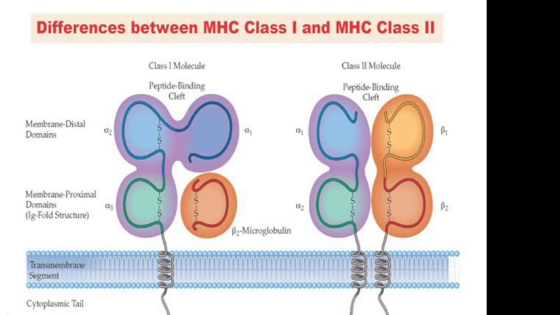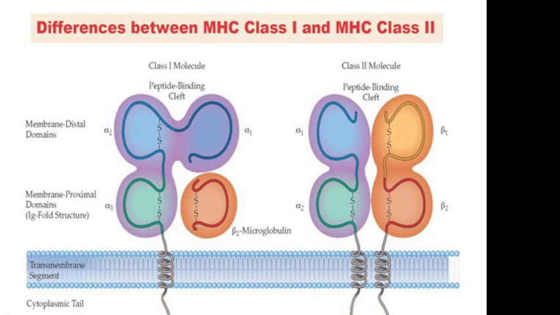Now, in between alpha 1 and alpha 2, we find a structure which is called the peptide binding cleft. This is the place where the MHC binds with the antigen and presents the antigen to the T cell.